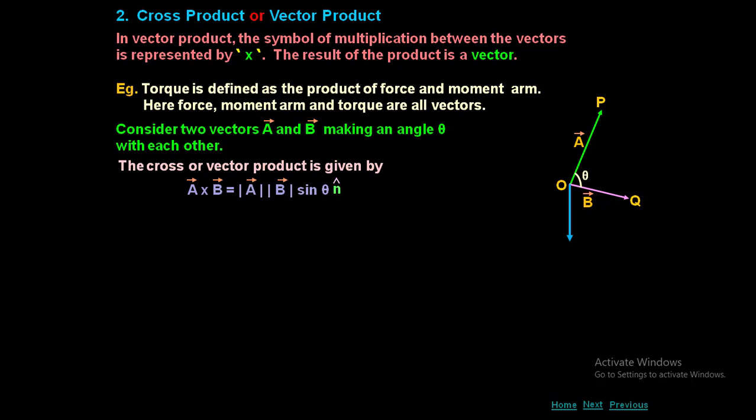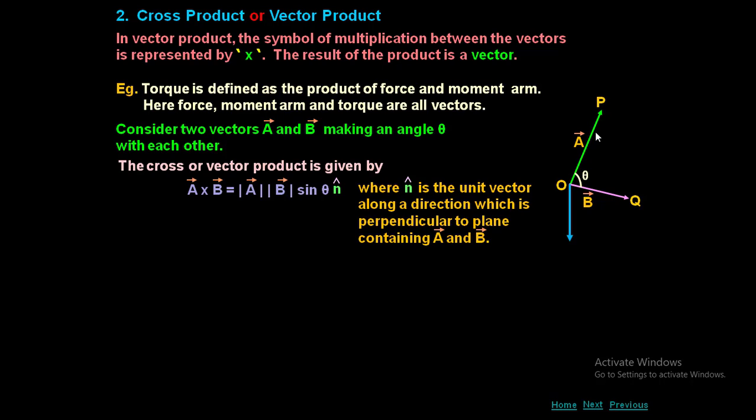You can find the direction by using the right hand thumb rule. Stretch your right hand such that the thumb is perpendicular to the four fingers. Place the four fingers along the first vector and curl the fingers towards the second vector. It will represent the direction of the resultant vector. The n cap is a unit vector along a direction which is perpendicular to the plane containing A bar and B bar.